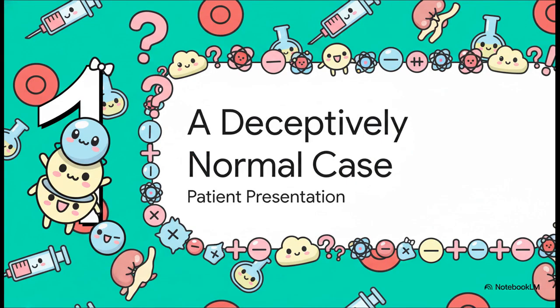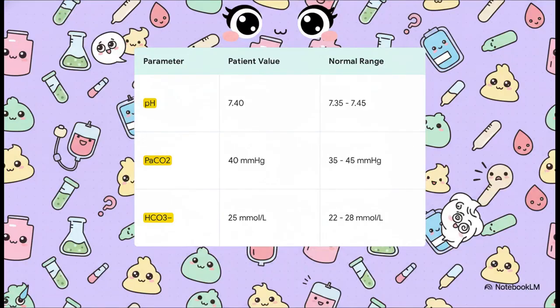Okay, let's set the stage with a patient case. At first glance, everything seems pretty straightforward, but there's a big twist hiding in plain sight. So here are the initial numbers from our patient, who has a history of alcoholism and has been vomiting. The pH is 7.40, the PaCO2 is 40, and the bicarbonate, or HCO3-, is 25. I mean, look at those values. Every single one is smack dab in the middle of the normal range. So, case closed, right? Everything's fine?